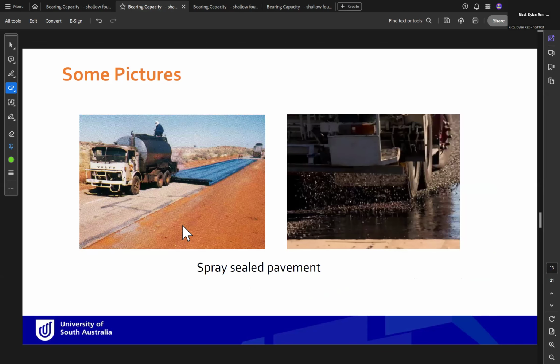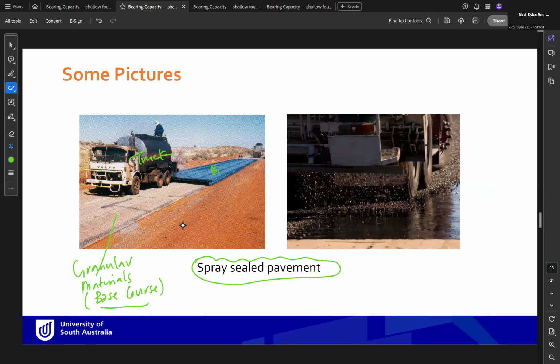Okay, and here again is the spray sealed pavement. As you can see here, here is the granular material of the base course, and this truck is spraying the bituminous layer, which is only 10 to 15 millimeters. Okay, so this is very common in Australia and New Zealand.